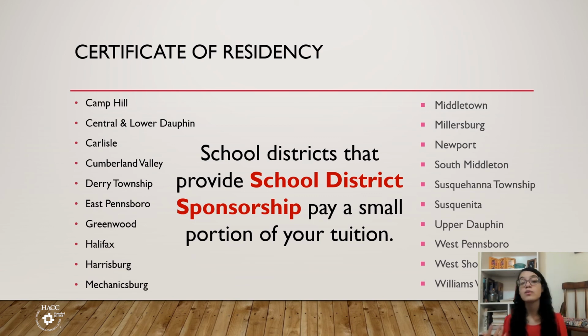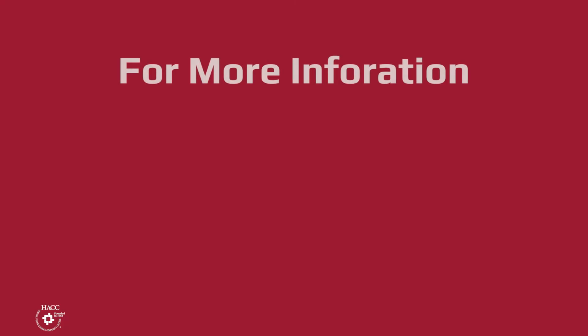So if you go to our website, www.hacc.edu, go to the search bar, type in school district sponsorship, and click on the link that says just that. You're going to look for your school district on that site and contact your school district to see what the requirements might be and how to apply. Your school district will notify HACC, and if you're eligible, they will apply that to your account.